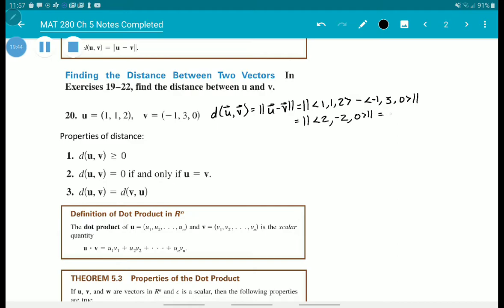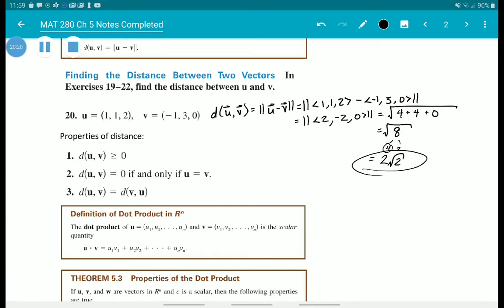So then that magnitude would be the square root of 2 squared plus negative 2 squared plus 0 squared. So this guy is the square root of 8. We can break 8 down into 4 times 2. We know the square root of 4 is 2, so we can pull it out. You should always simplify these radicals. So we're going to get 2 square root of 2. That's the distance between these two vectors.